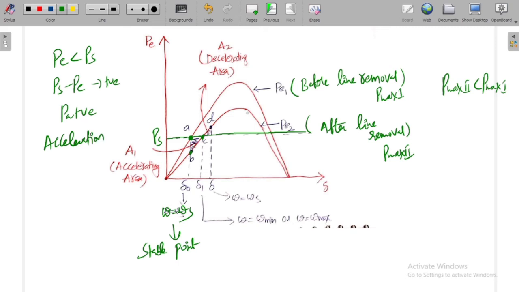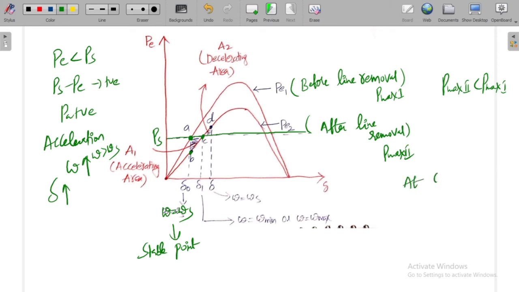Because of the acceleration, omega increases, meaning speed increases. As the speed increases, delta increases. The speed goes beyond the synchronous speed. Exactly at this point, the speed is synchronous speed. Now from B to C, the speed is increasing from omega s to omega max.